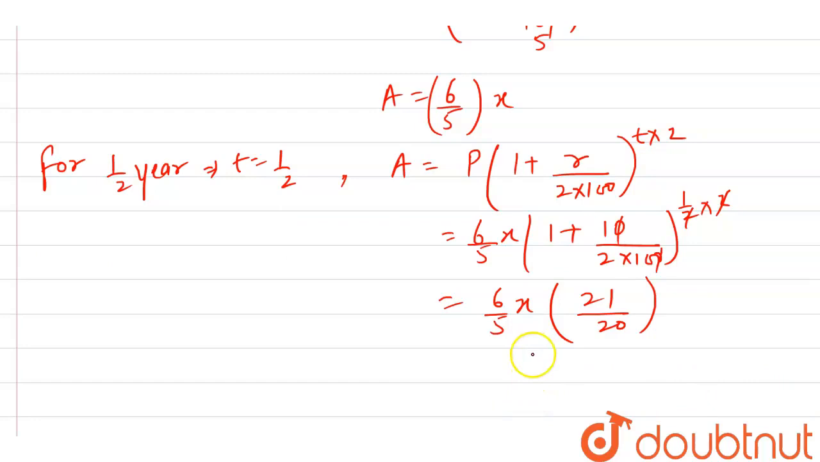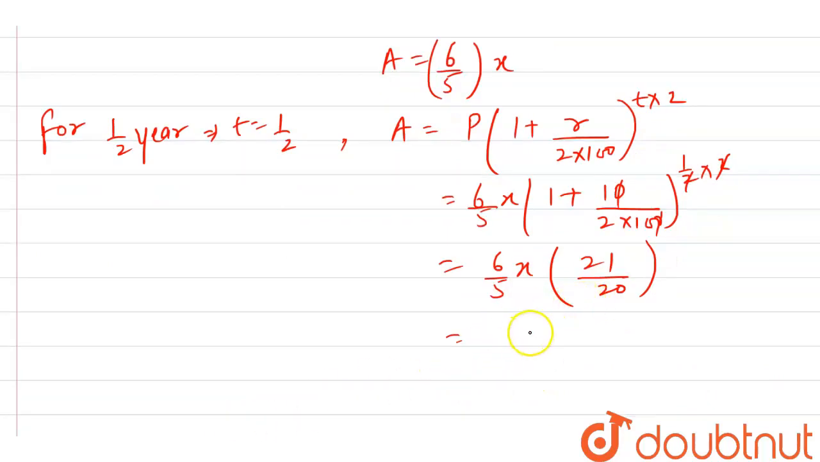So if we solve this, it is 6 into 21 for the numerator, over 5 into 20, that is 100, right? So now I think there is a mistake here.